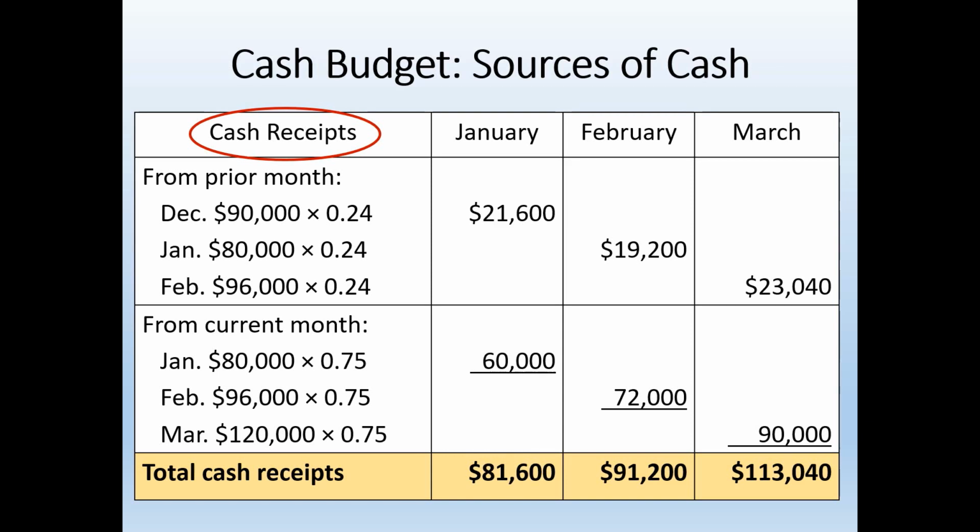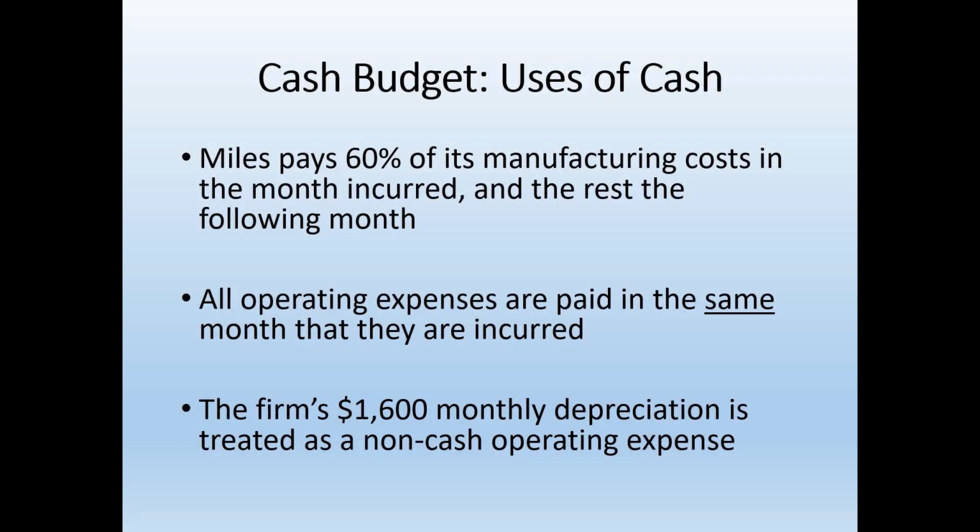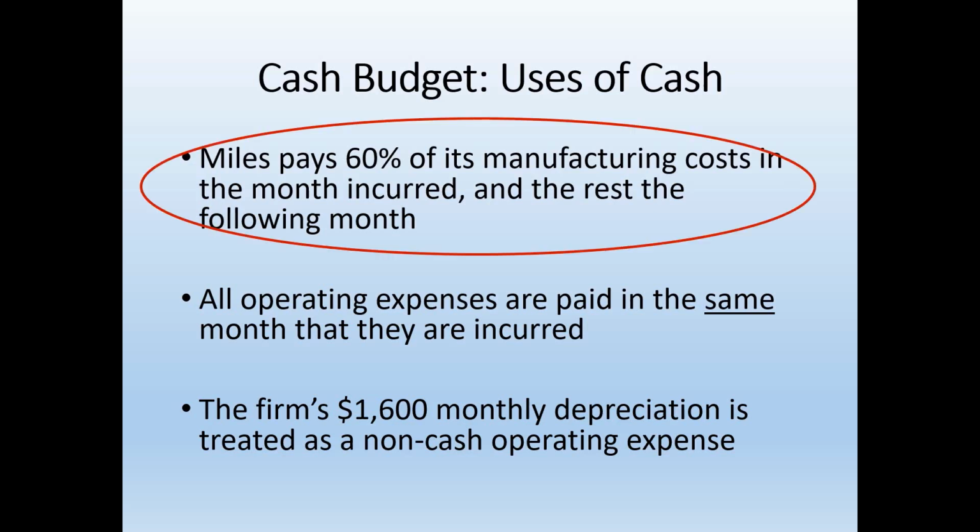These are probably the only sources of cash that the firm has, unless it has some plan to sell a long-term asset, like some machinery or an investment. Now let's look at the firm's expected uses for cash. Miles Manufacturing expects to pay 60% of its manufacturing costs, direct materials, direct labor, and manufacturing overhead, in the same month in which those costs are incurred, and it expects to pay the rest the following month.